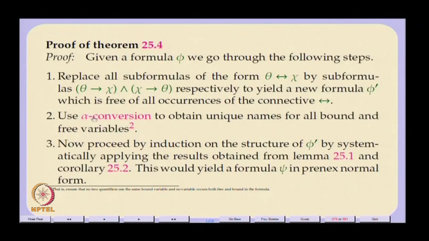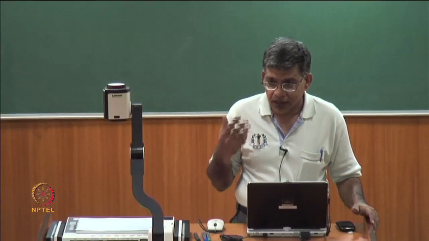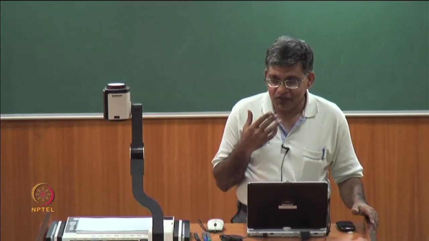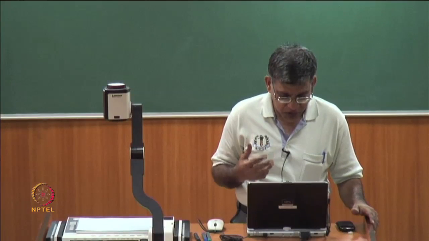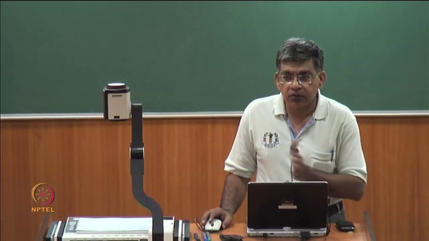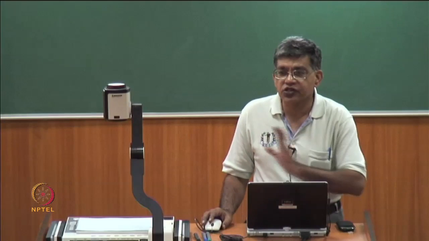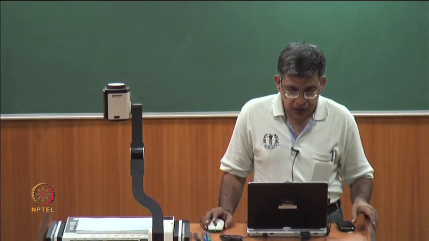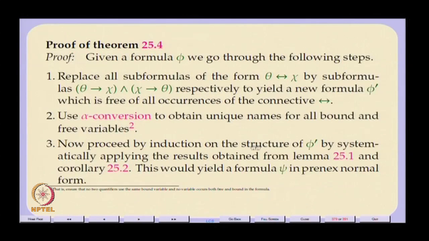Which means that one has to use alpha conversion, but now we know that alpha conversion can be done. It was something we took for granted all our lives till we saw the proof of alpha conversion. So that you can get unique names for all bound and free variables, with absolutely no clash of names. And then you proceed by induction on the structure of the formula to move all the quantifiers by applying appropriate logical equivalences. Then this would yield a formula psi in Prenex normal form.